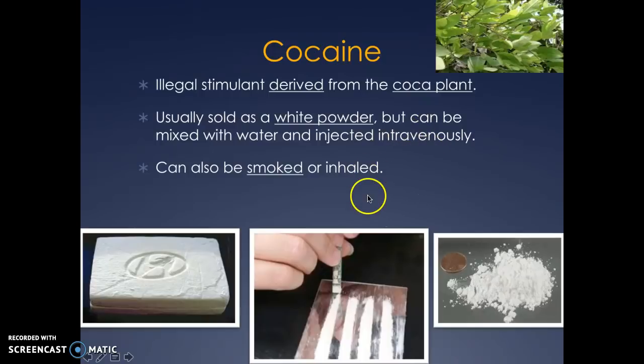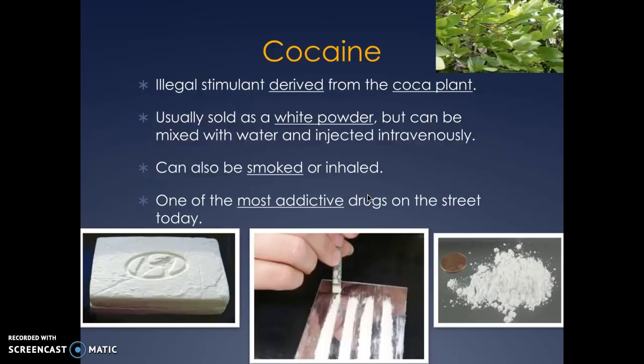The one thing about cocaine that's bad is that it's so short term, typically lasting between 15 and 20 minutes, and then people start to suffer from withdrawal symptoms after those 15 or 20 minutes. It is one of the most addictive drugs on the street today, and it's super expensive. You don't see a lot of it with people.